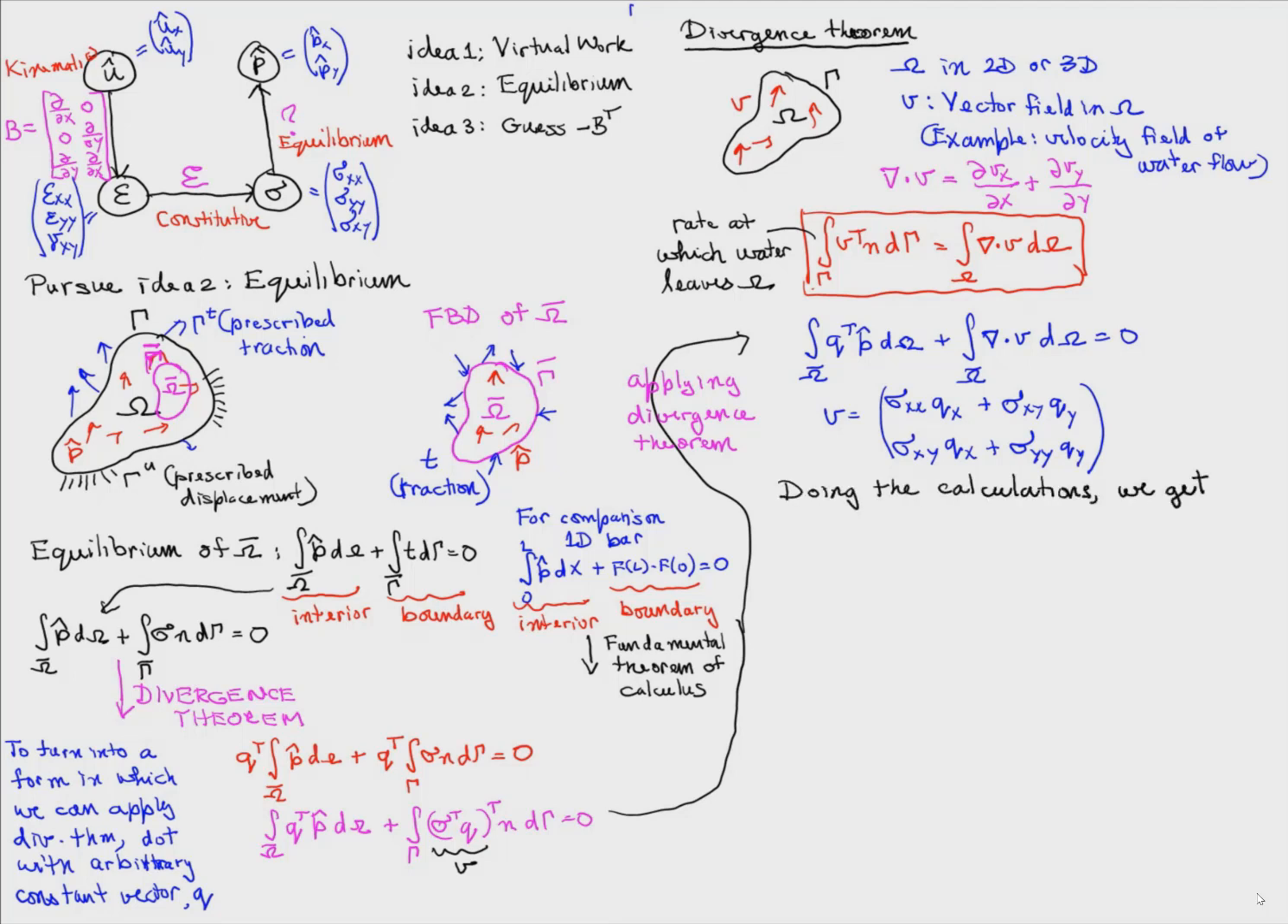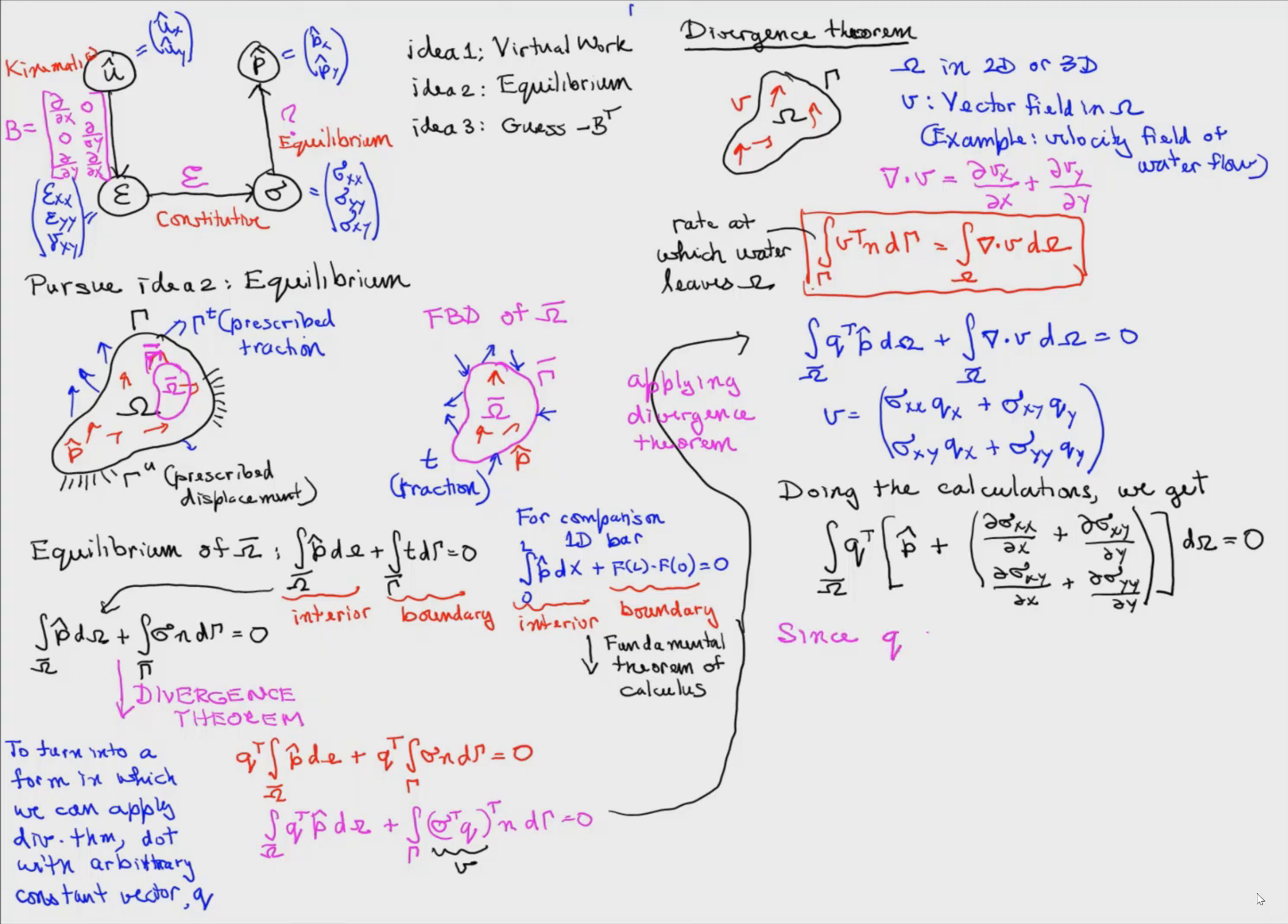So if we did the divergence calculations and collected the terms and so on, which you should do to make sure that you get the same result as this, we get something like this. Q transposed times whatever is in this parenthesis, integral of that equals 0.